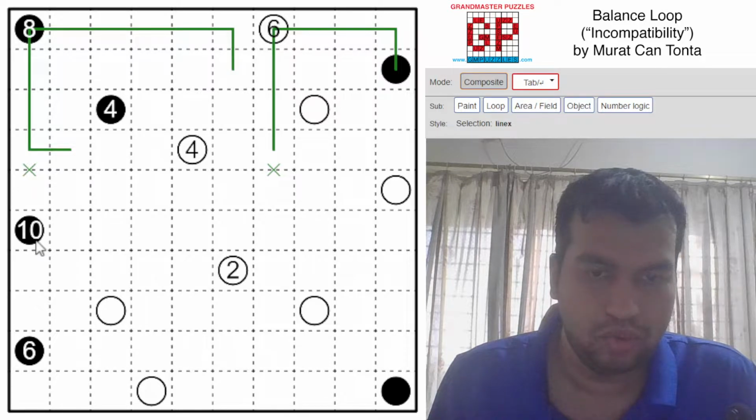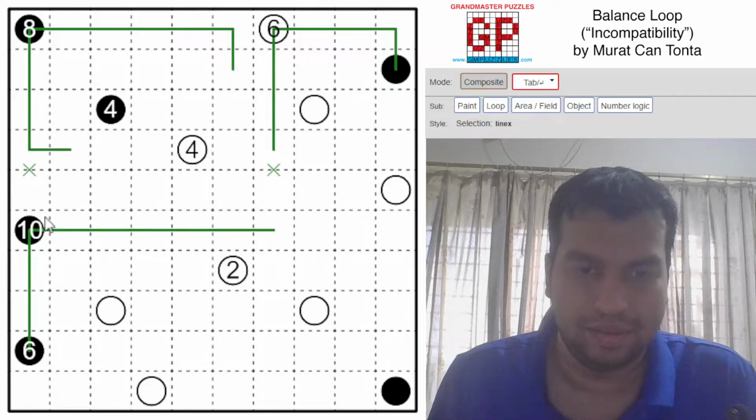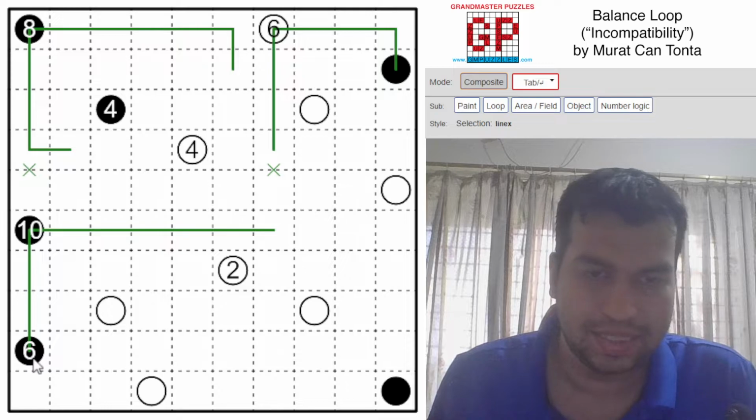Now with the 10 clue, you can't have it hit, so you can't have the 6 or more side below, so it has to go to the right. Now it can't hit the 6 because again we are seeing the incompatibility thing in play with the 8 as well as now the 10. If it hits the 6, then it's a 3 length above it, so it actually avoids that.